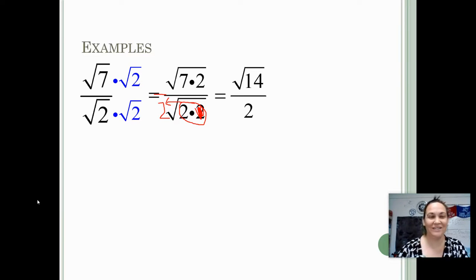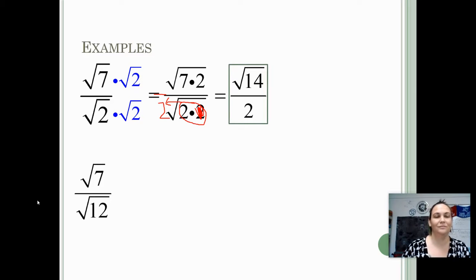Let's try one more together just to make sure we got this. Okay, square root of 7 over the square root of 12. Okay, well, let's run through our other steps because it is possible that other stuff will work on this. So I don't want to jump straight to just multiplying by 12 on top and bottom.